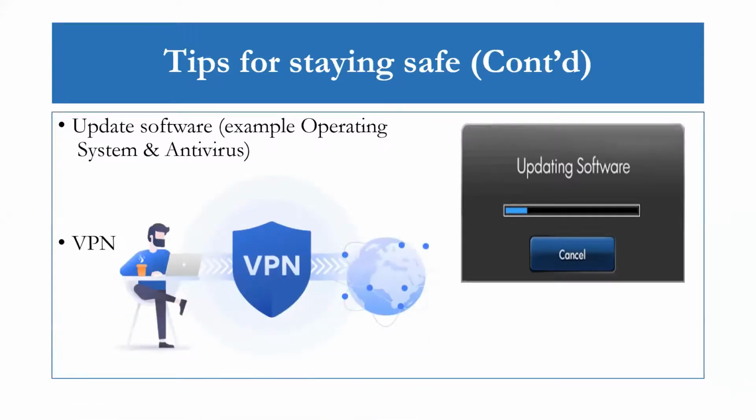Then there's something called a VPN, virtual private network. So this also sits between you and the internet. And what it does is that it hides your IP address and makes it difficult for somebody to know where you are actually communicating or accessing the internet from.